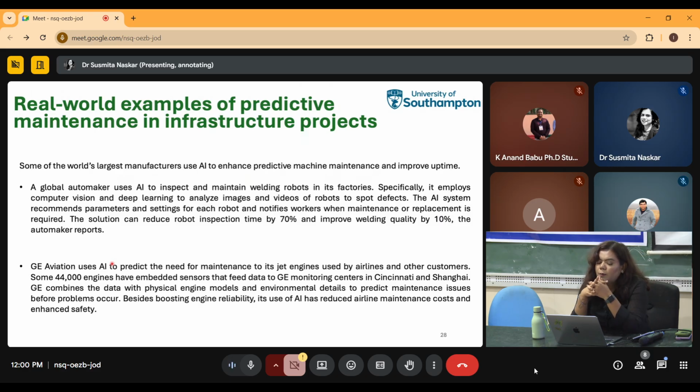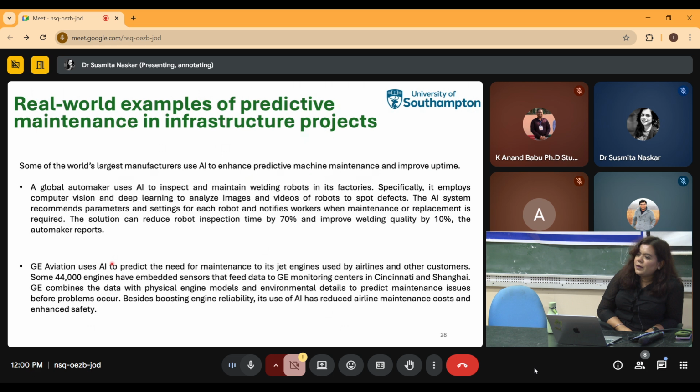So now if you think about these AI-based methods and if you think about more infrastructure cases, can you give two examples where we can use it in civil infrastructure? Any companies you have heard about, or you think it could possibly be used in civil infrastructure?